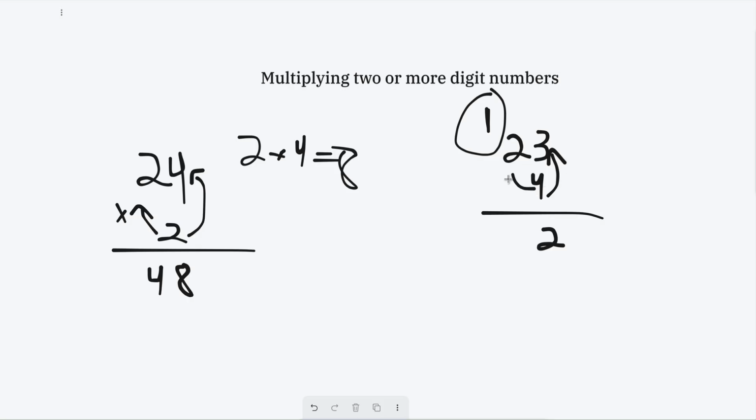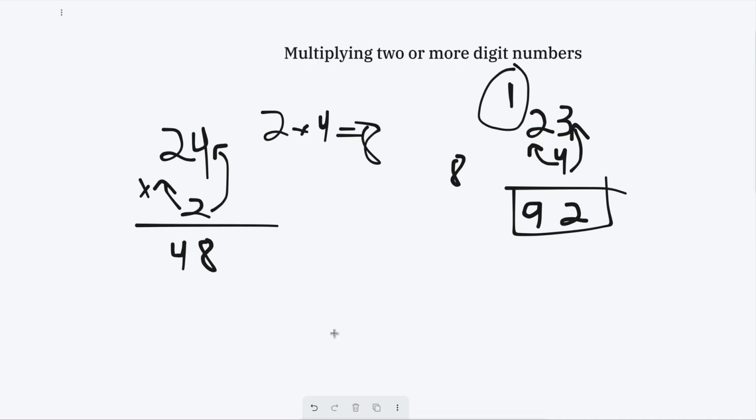4 times 2 equals 8, right? But then this is where the 1 comes in, because the 1 goes on to the next number, and because 8 is the next number, we'll just add them together. 8 plus 1 equals 9. So we'll write the 9. Answer is 92. We'll do one more together, and then I'll give you guys one to do by yourself.